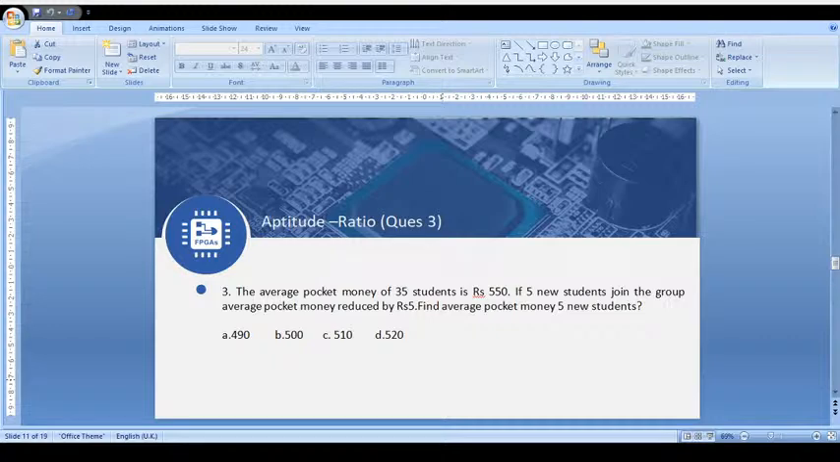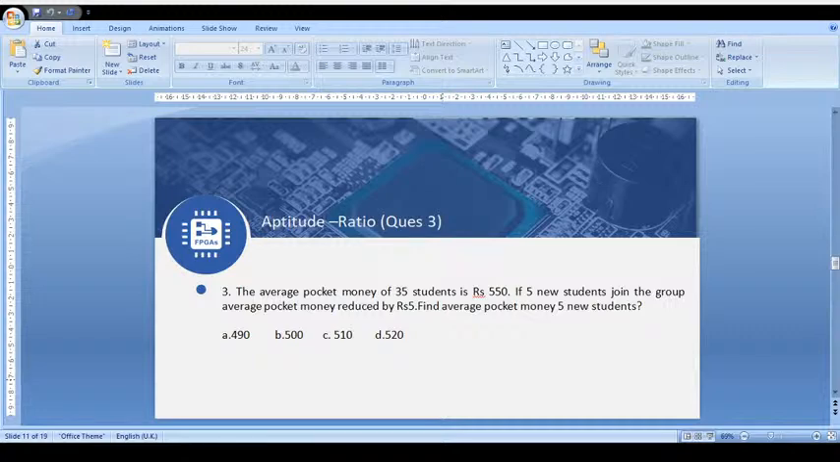Okay. Then what is the ratio? Then the ratio is 35 is to 40. That means 7 is to 8, right? This is the initial and this is the new. That means initially, if I say in the number of ratio, then initially the number of students is 7 units, and when the 5 new students join the group, then the new becomes 8.